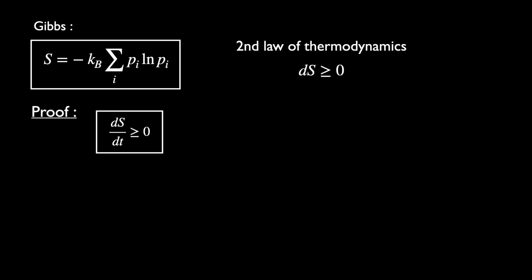Therefore, the time derivative of the Gibbs entropy is always positive. This completes the proof of the second law of thermodynamics. And we have achieved this purely by using the definition of Gibbs entropy and the assumption of microscopic time reversal symmetry. But there's a caveat to this last assumption.